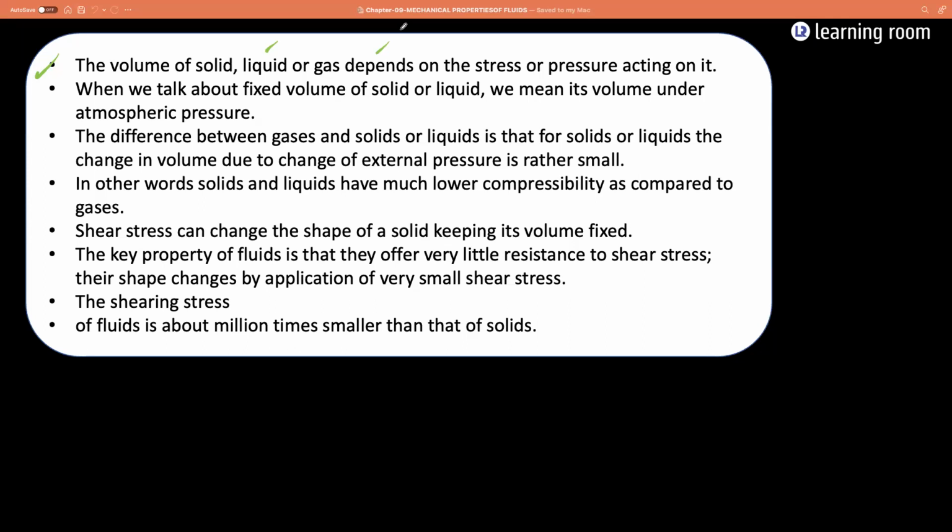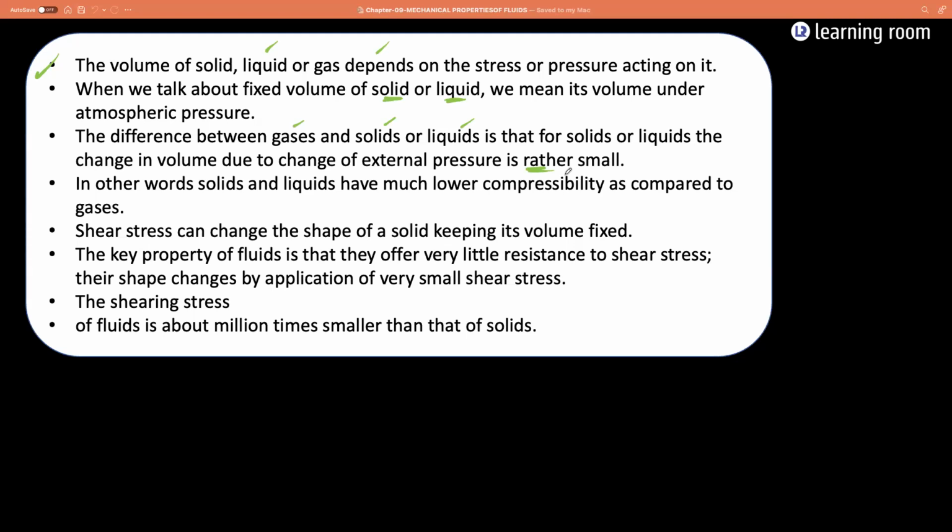Liquids and gases have a special property called compressibility. Remember, what is compressibility? The reciprocal of bulk modulus. When we talk about a fixed volume of solid or liquid, we mean its volume under atmospheric pressure. The second difference between gases and solids or liquids is that for solids or liquids, the change in volume due to a change of external pressure is rather small, whereas for a gas it is very big.